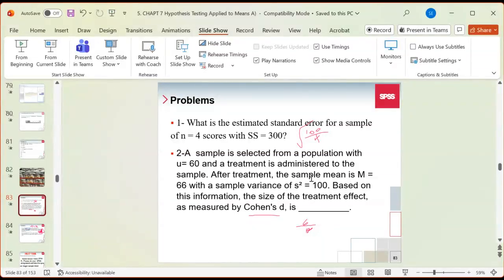Then on this one, a sample is selected from a population with a mean of 60, and the treatment is administered to the sample. After treatment, the sample mean is 66. So it increased. Based on this information, they want the effect size, d. So for Cohen's d, you have to go for it, it is MD. Oh, sorry. Hold on one second.